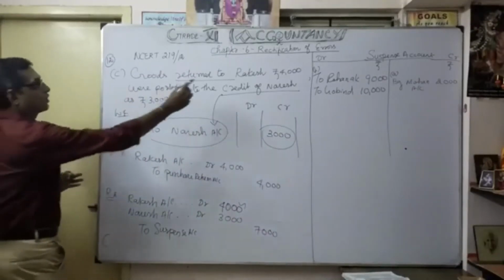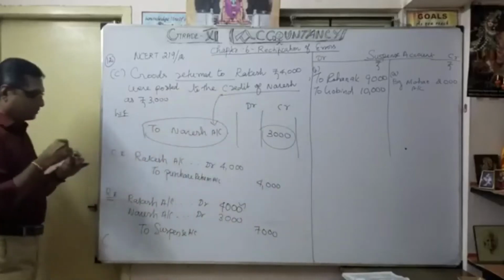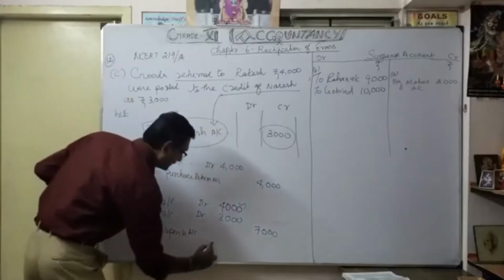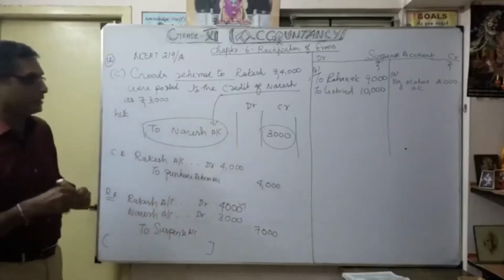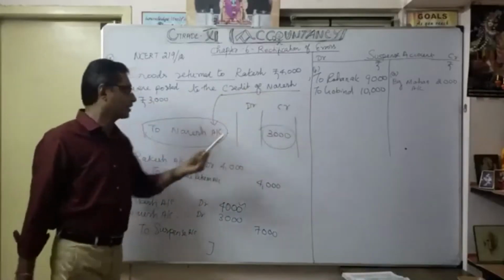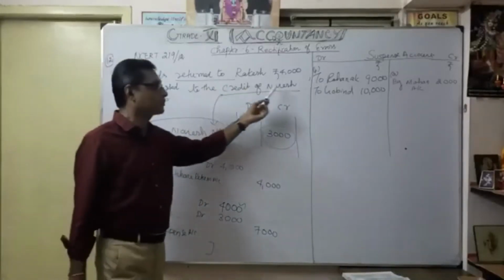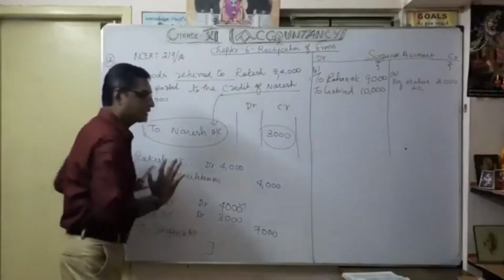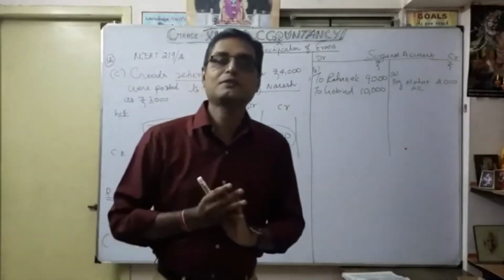Goods returned to Rakesh 4,000 were posted to the credit of Naresh as 3,000, rectified. So narration is very important. As usual, I will write like this: goods are returned to Rakesh 4,000 were posted to the credit of Naresh 3,000, now rectified. Same manner you can write it here inside the bracket. So narration is very very important.